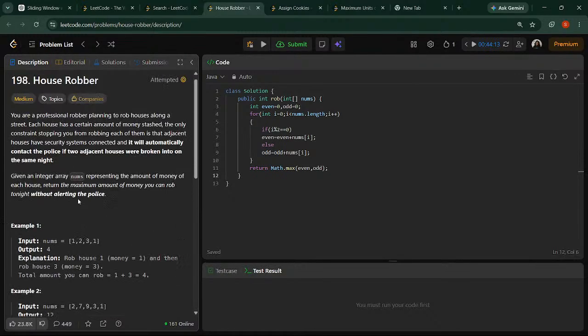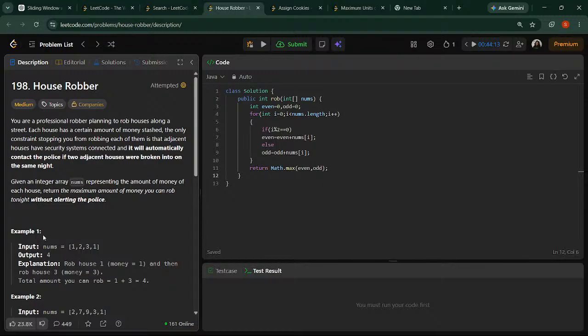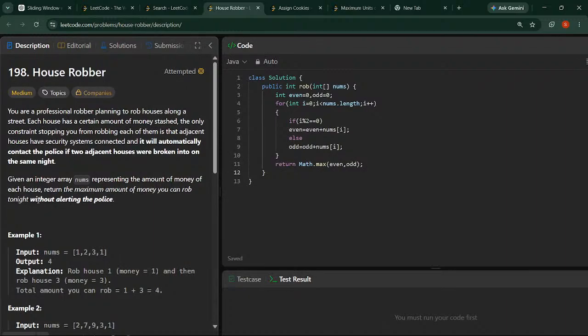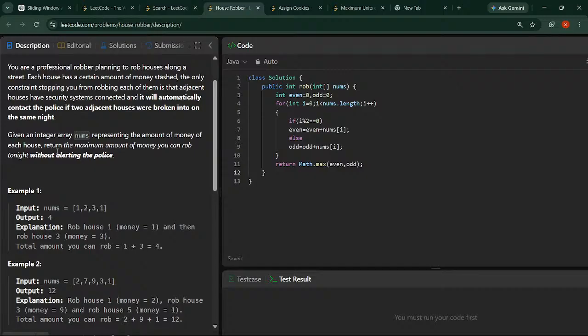Oh, I don't know DP. I can try it with the array only. We are given a professional robber planning to rob houses along a street. Each house has a certain amount of money stashed. The only constraint stopping you is that adjacent houses have security systems connected. It will automatically contact the police if two adjacent houses are broken into the same night. Okay, we don't have to rob the adjacent houses on the same night. Return the maximum amount of money you can rob tonight without alerting the police.